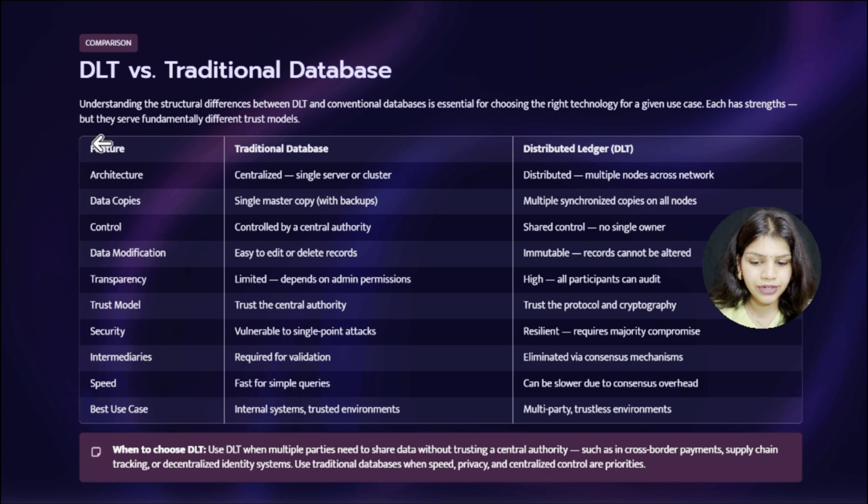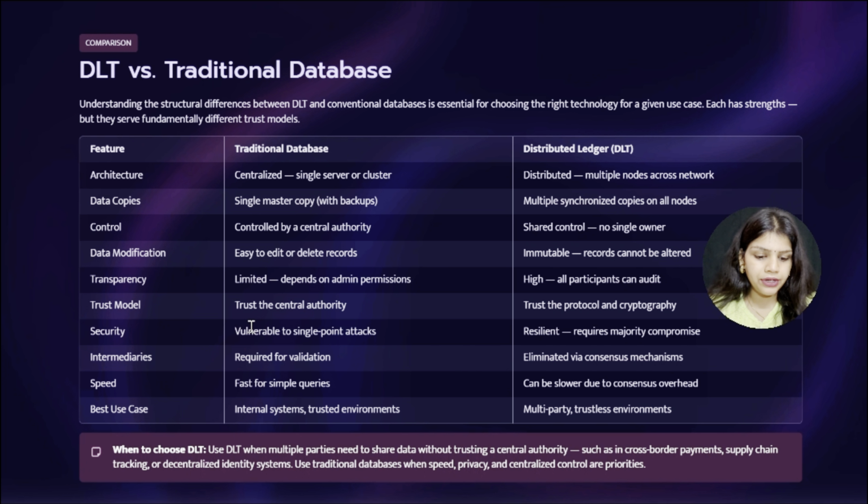So this is the differentiation between a traditional database and a distributed ledger. It is centralized, versus distributed. This has a single master copy, while this has multiple synchronized copies among all the nodes. This is controlled by a single authority, while this has shared control, where all the nodes are independent, not dependent on anyone, and they can make their own decisions. Okay. Like easy to edit or delete blocks, while this is immutable. Transparency is limited here, but high here, with trust on the central authority versus trust on the protocol.